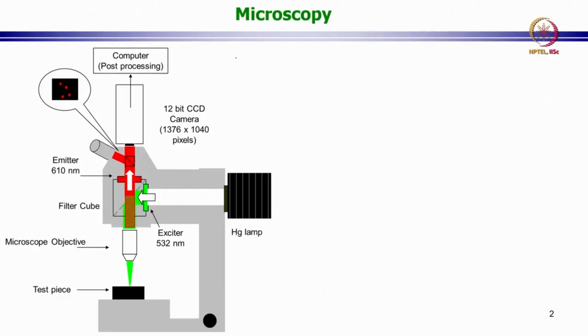Now in the lab you will see an inverted microscope. Here I have drawn an upright microscope. The upright and the inverted microscopes are different only in the way the lenses and the optical system are placed with respect to the object, but the operating principles are more or less the same. So that is why, for completeness, I wanted to show you what an upright microscope looks like.